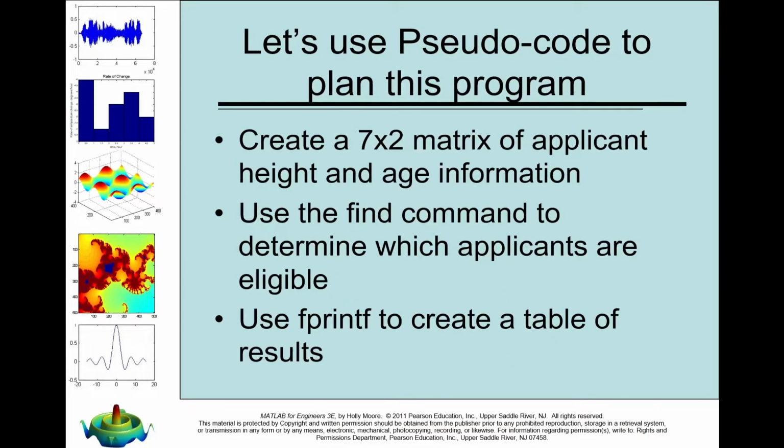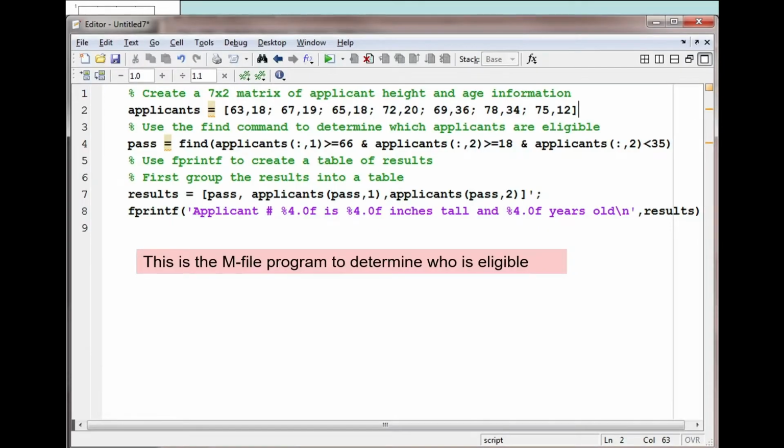So to create a program, for this example, we're going to use the pseudocode approach. First, create a 7x2 matrix of applicant height and age information. Next, we're going to use the find command to determine which applicants are eligible. And finally, we use the fprintf command to create a table of results. So here is an example of what you will write in your M file or editor file.